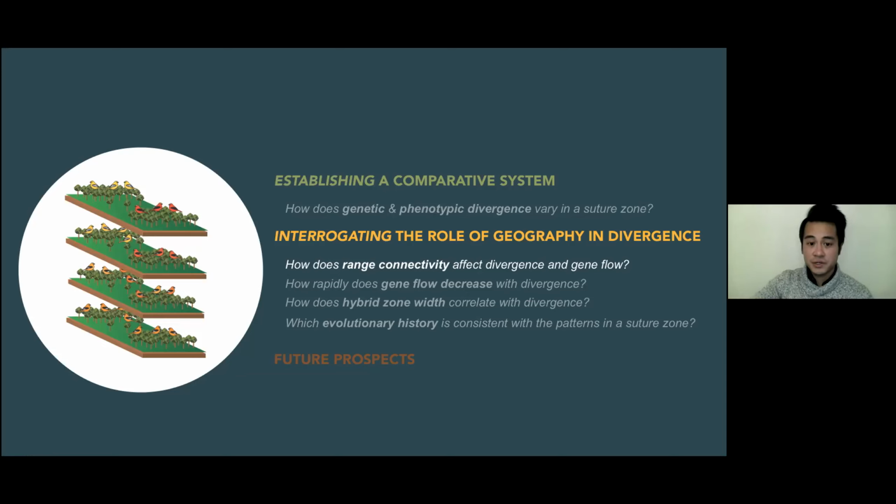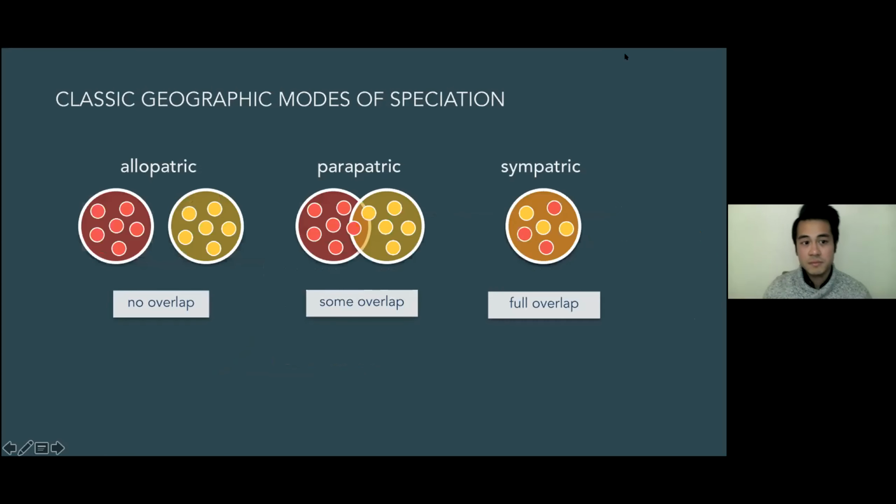So the first question I have is, how does range connectivity affect divergence and gene flow? With this, I'm really getting at the classic geographic modes of speciation, comparing allopatry, parapatry, and sympatry, and looking more at the range dynamics. In allopatry, there's no overlap in the ranges. In parapatry, you have a bit of overlap, and in sympatry, you have full overlap.